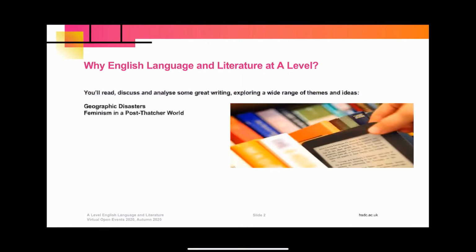We look at writing about geographic disasters, about feminism in a post-Thatcher world, love and loss in literature, what it means to be successful, looking at articles by Charlie Brooker, the highs and lows of social media. Life in 1920s America is brought to life for us through The Great Gatsby by F. Scott Fitzgerald. Consumerism since the 1950s, we look at through the lens of Philip Larkin's poetry in The Whitsun Weddings, and there is so much more that we do on the course.